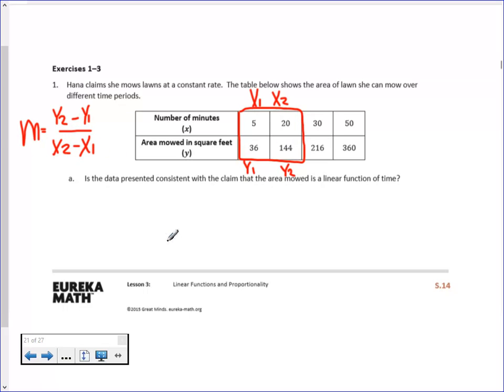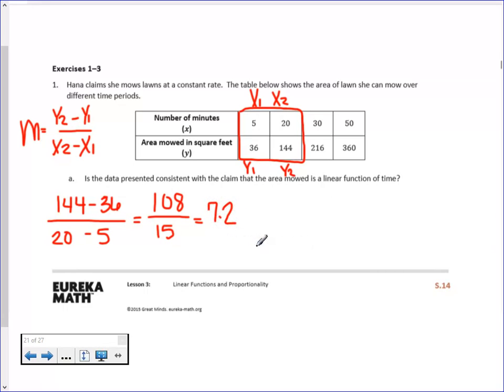It's the same thing. I'm going to take y2, which is 144, minus y1, which is 36. On the bottom, I'm going to take x2, which is 20, minus x1, which is 5. And now I just have to subtract those numbers and figure out what it is. 144 minus 36. And 20 minus 5. So now we're going to divide those two numbers. 108 divided by 15 is what? Okay, that's the first one.